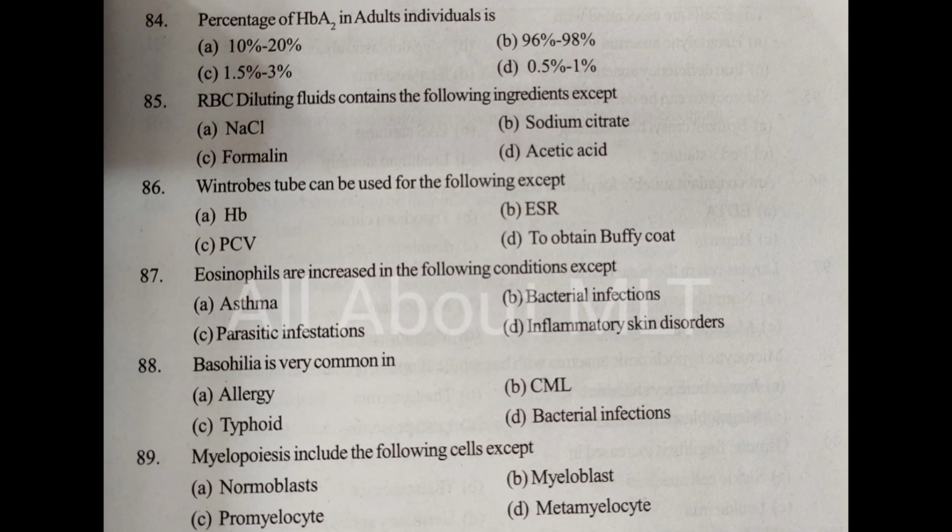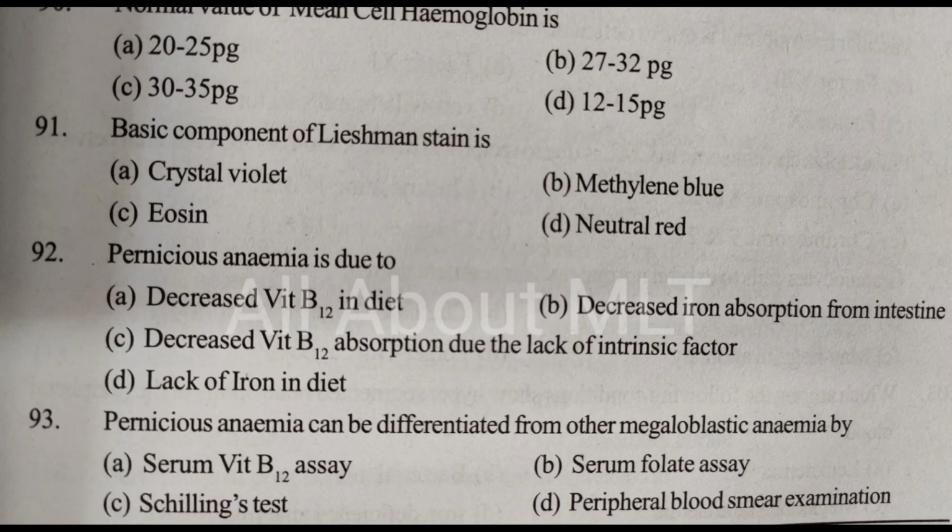Basophilia is very common in: option A, allergy; option B, CML; option C, typhoid; option D, bacterial infections. The answer is option B, CML. Myelopoiesis includes the following cells except: option A, normoblast; option B, myeloblast; option C, promyelocyte; option D, metamyelocyte. The answer is option A, normoblast. Normal value of mean cell hemoglobin is: option A, 20 to 25; option B, 27 to 32; option C, 30 to 35; option D, 12 to 15. And the answer is option B, 27 to 32.